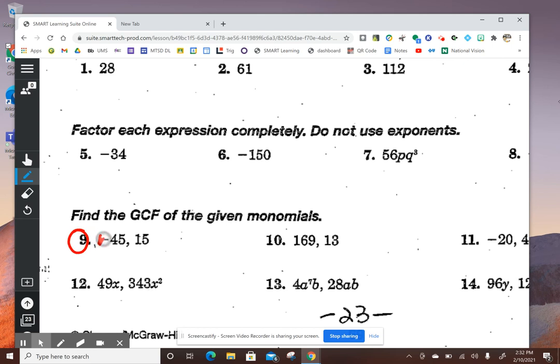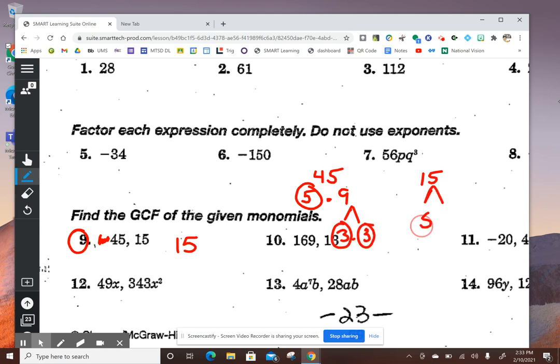So just ignore the negative and just say, what's the GCF of 15 and 45? Well, I know the greatest common factor between 15 and 45 is 15. I think most of you do, and you can do that in your head. But let's suppose you don't know, and let's do the prime factorization. So this would be 5 times 9, circle it, and this would be 3 times 3, circle it. This would be 5 times 3, circle them both.